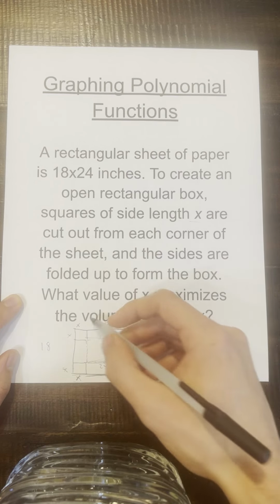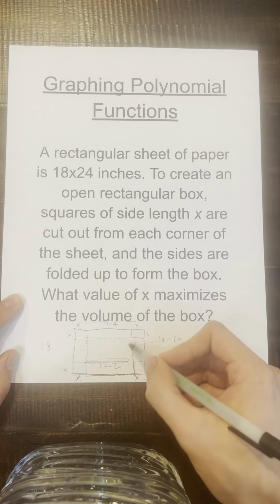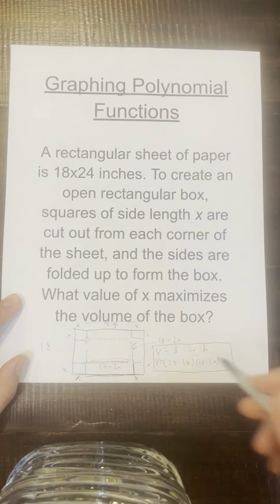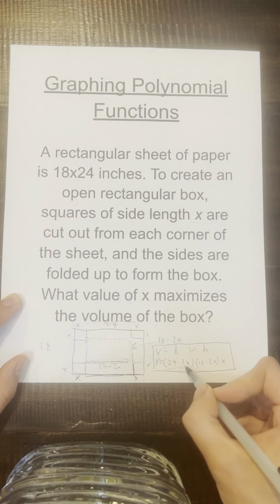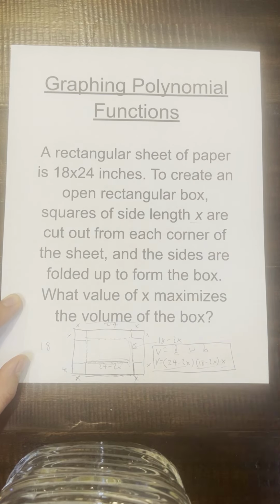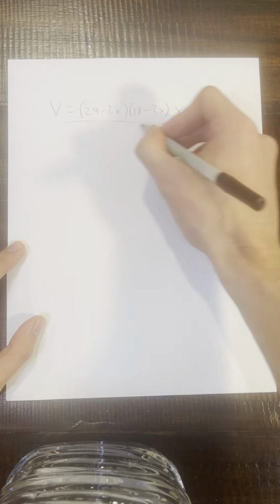So how are we going to find the volume of the box? Well, we need to multiply length, width, and height. The formula for volume of a rectangular prism is length times width times height. So we want to find the value of x that maximizes this expression.